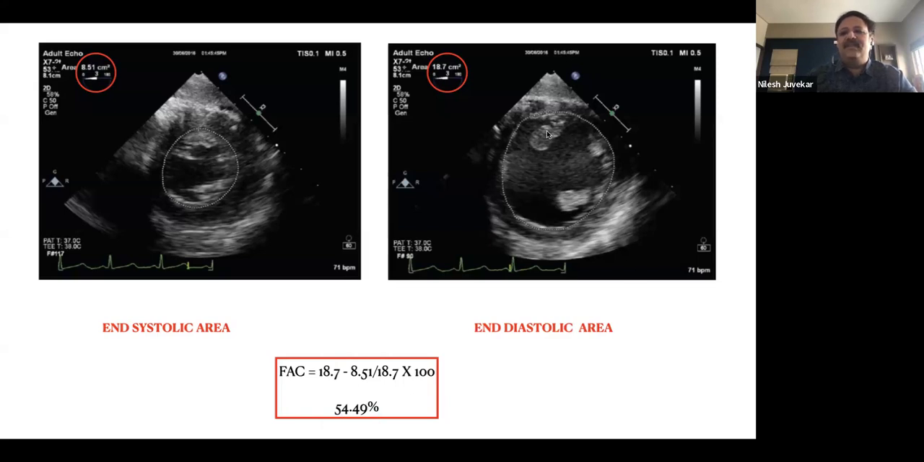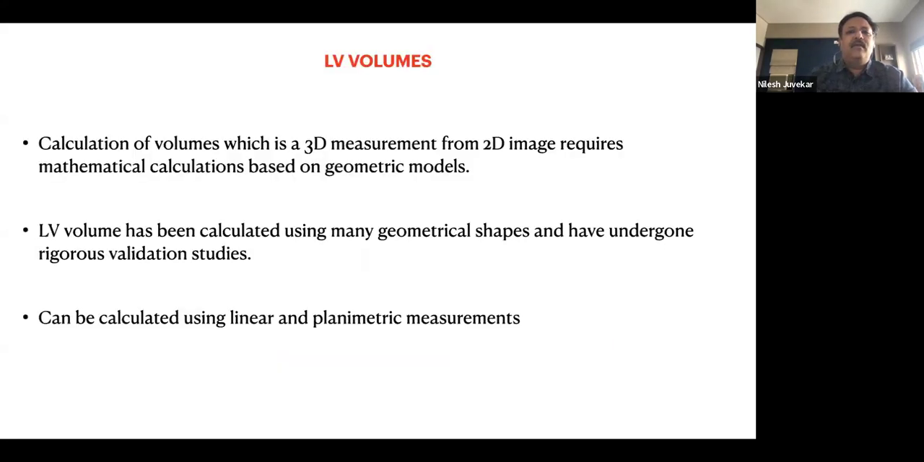Okay, so here we can see that these are the papillary muscles, and that the papillary muscles are excluded, means we do not take it this way. We always exclude the papillary muscle. This is very important. Now coming to LV volumes.